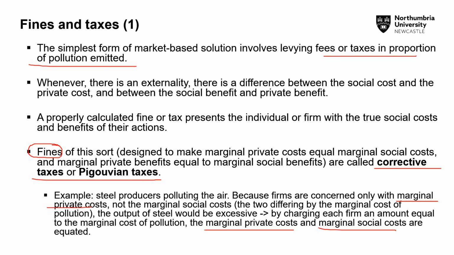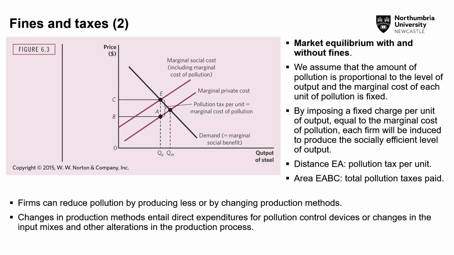So hence, in the absence of a fine, what may be happening is that too much steel is being produced, and that is associated with an undesirable level of pollution. However, once we impose that fine, production is cut back. And you will see how this works in the next slide. So how would a fine be reflected in the supply-demand framework?